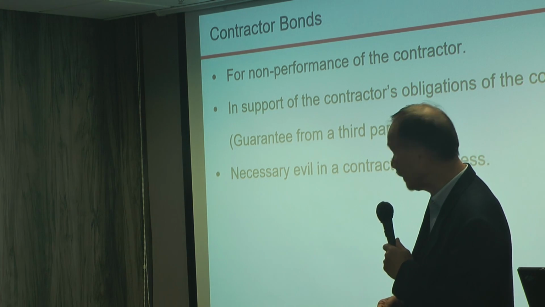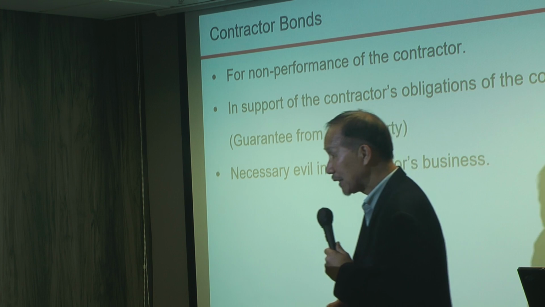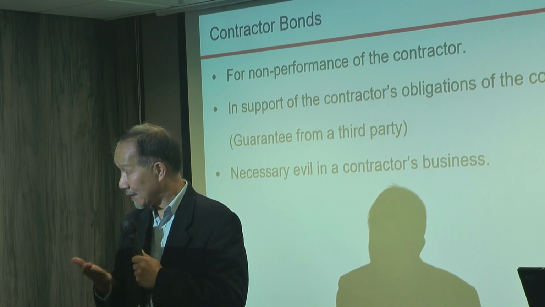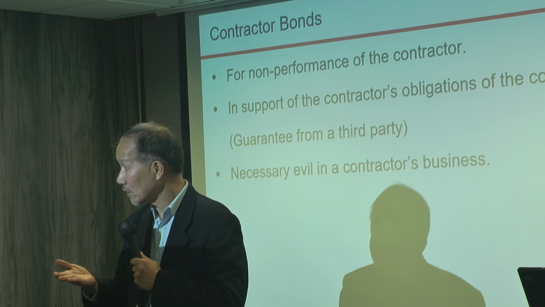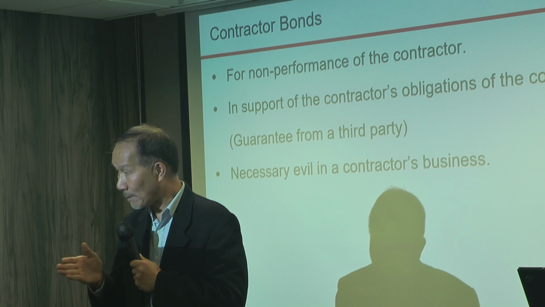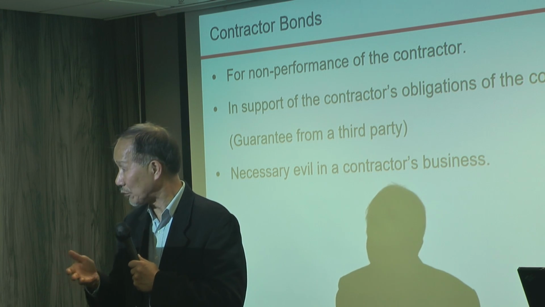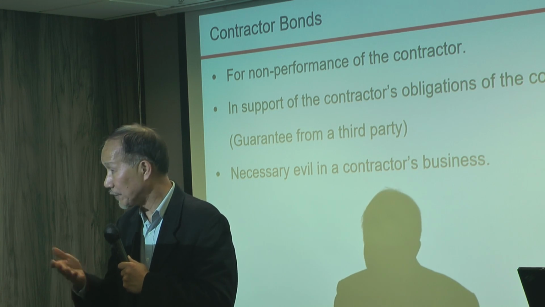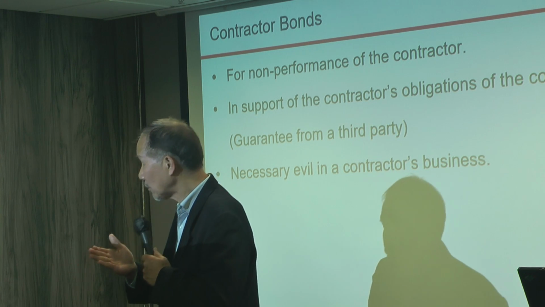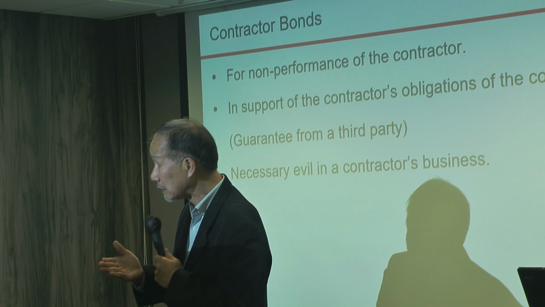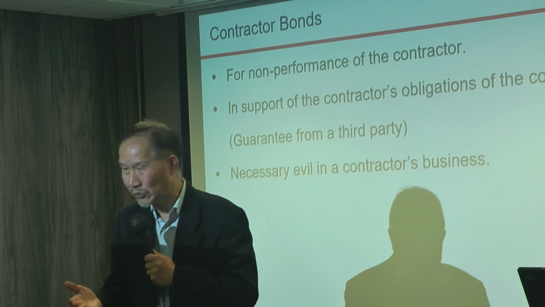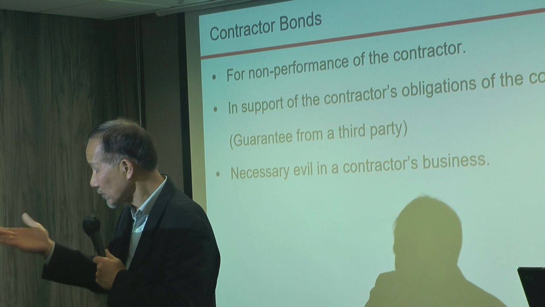But this is a necessary evil in a contractor's business, because a contractor's most important moment is payment by the principal to him for his job done under a contract. So normally, production of a bond to the principal is a precedent to payment, a condition to payment. If you don't have a contractor bond issued by a third party accepted by the principal, normally payment will be withheld. So I'm saying that this is a necessary evil. Whether you like it or not, you need to have a bond if the contract is so written.